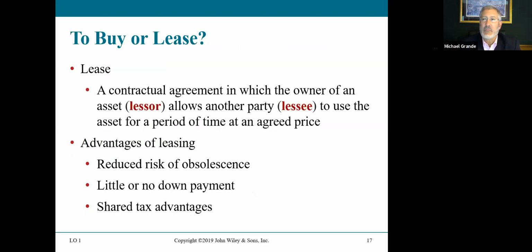To buy or lease. Should we lease something versus buying it? A lease is a contractual agreement in which the owner of an asset, the lessor, allows another party, the lessee, to use the asset for a period of time at an agreed price. Advantages of leasing: reduced risk of obsolescence, because the lessor bears that burden, little or no down payment, and shared tax advantages.